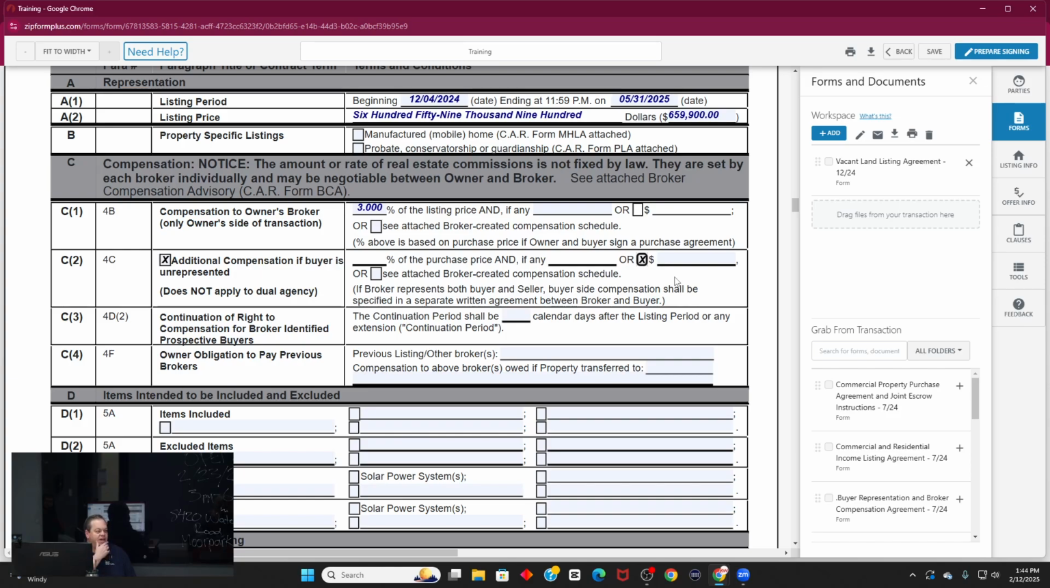Tiffany, do you have something to say? Yeah, the unrepresented buyer means that they're not going to sign a buyer broker agreement with anybody and they don't want to be represented. Correct, that's the nuance. They're completely unrepresented. They're just doing their own thing.